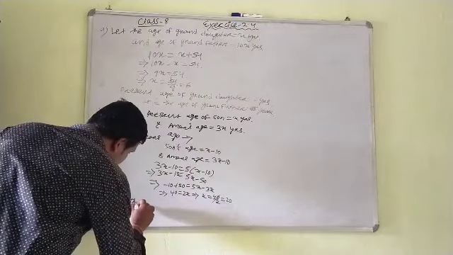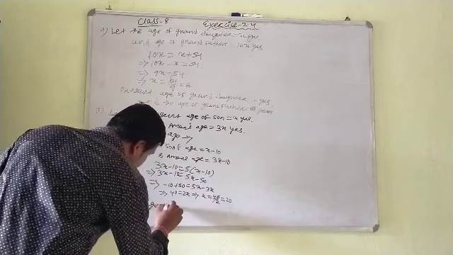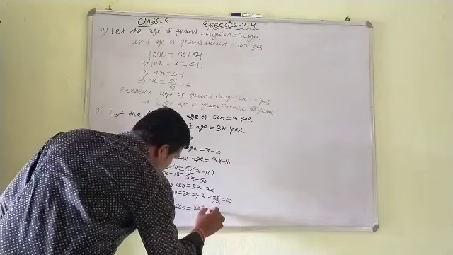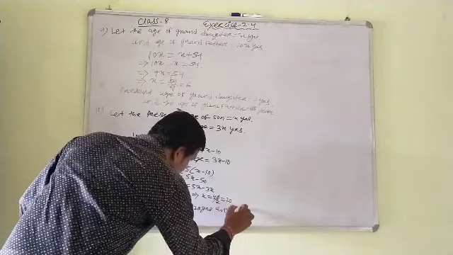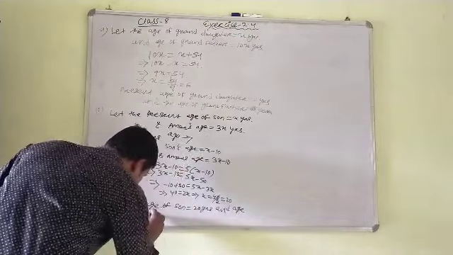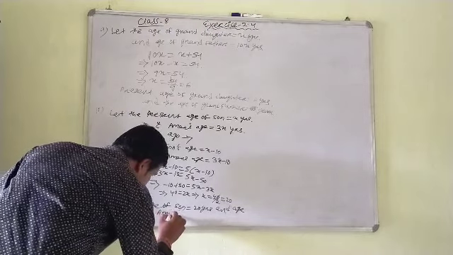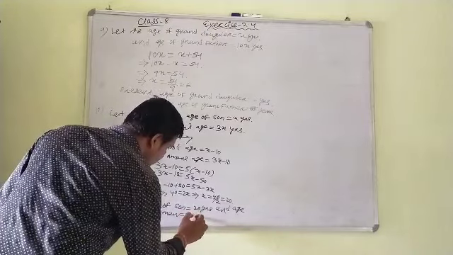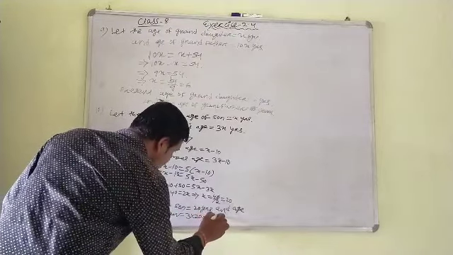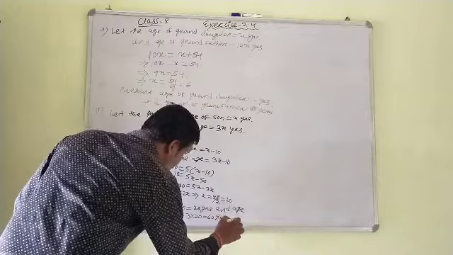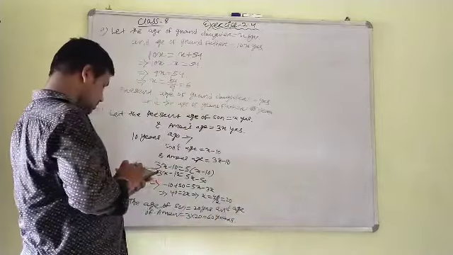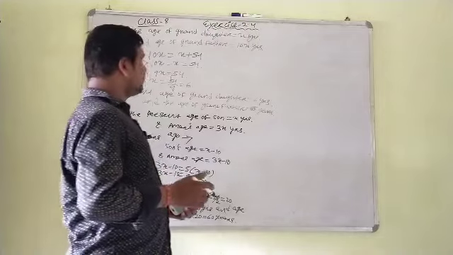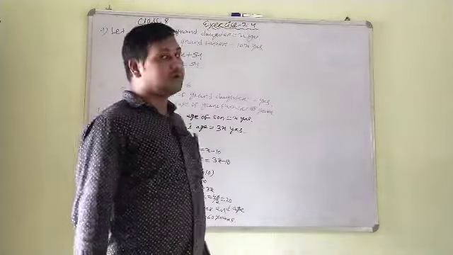So the age of the son is equal to 20 years and the age of Aman is equal to 3 into 20, that is 60 years. Okay, this is the last question of this exercise 2.4.